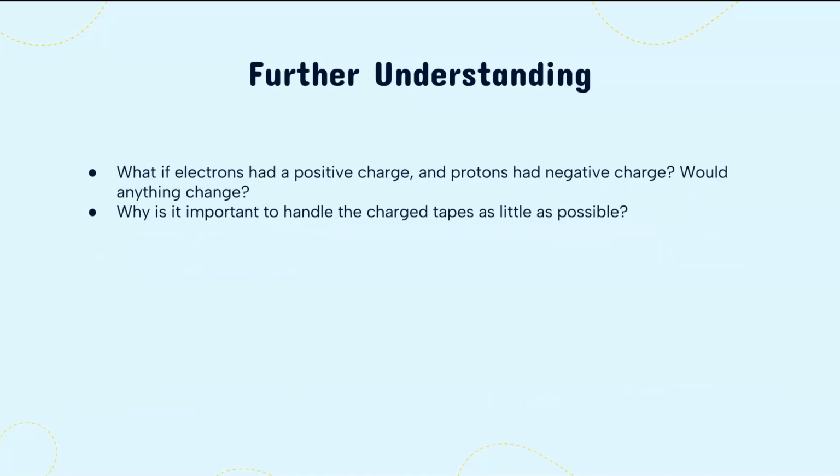Now, for our further understanding, what if electrons had a positive charge and protons had negative charge? Would anything change? No. Our observations would not change, since the protons and electrons would still have the same and opposite charge. Their behavior would remain consistent.